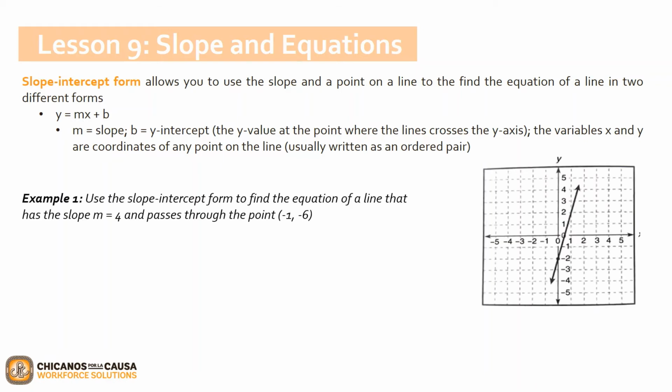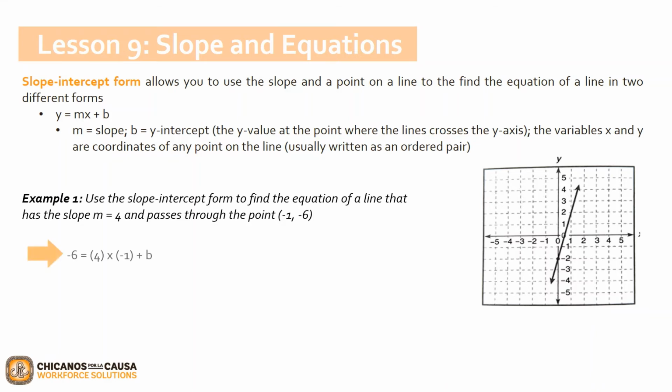Example 1. Use the slope-intercept form to find the equation of a line that has the slope m equals 4 and passes through the point -1, -6. You can see from our grid to the right, we already have it plotted on our grid. Now we're going to want to go ahead and work backwards. We're going to use the points that we were provided and the slope, and essentially we're going to plug in these values into the formula.